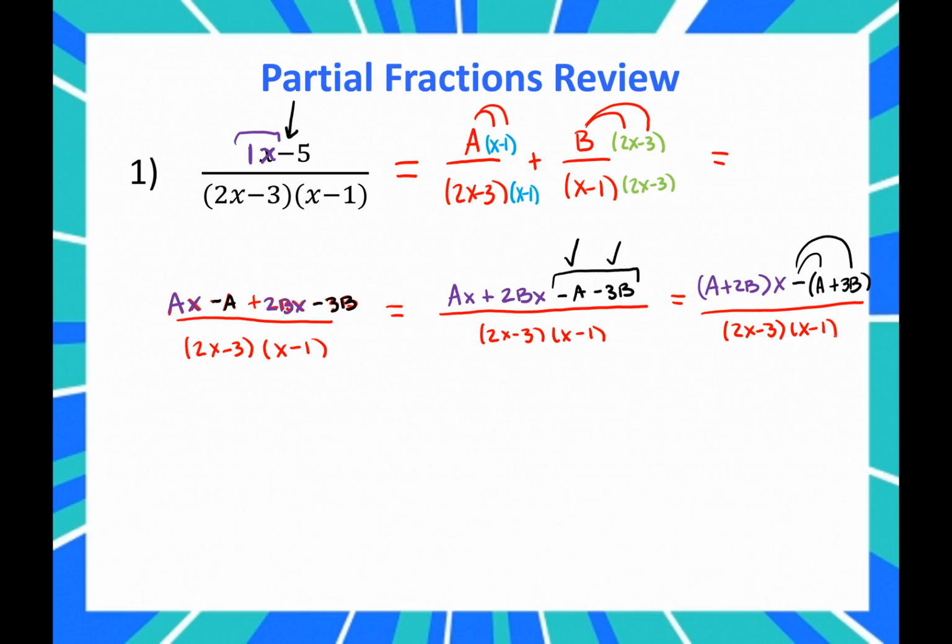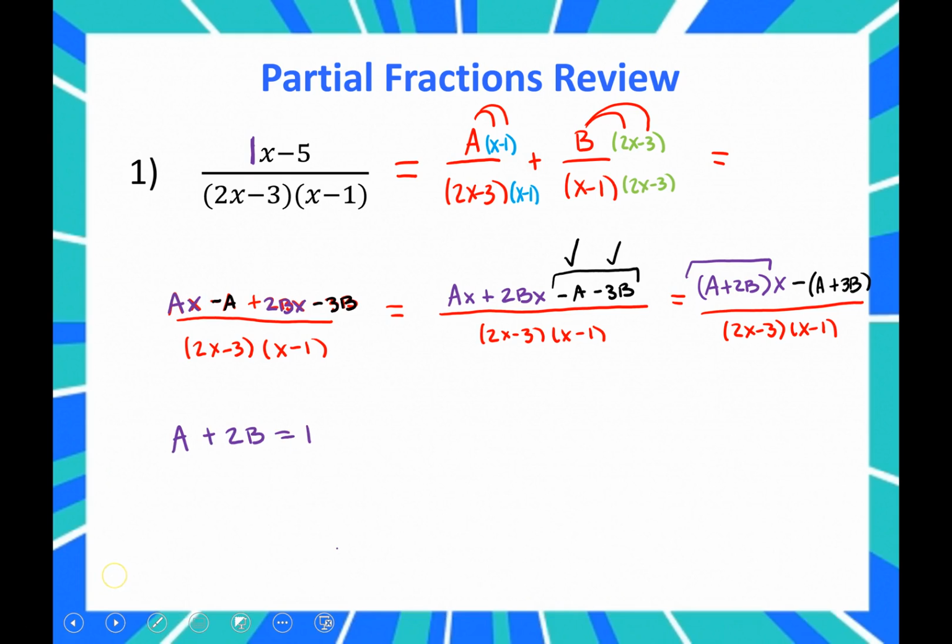All right, what we're going to do next here is set up a system. Because what we know right here is that the number in purple, that number in front of the x, is 1, so this right here needs to be 1 as well. So we're going to have a plus 2b equal to 1.